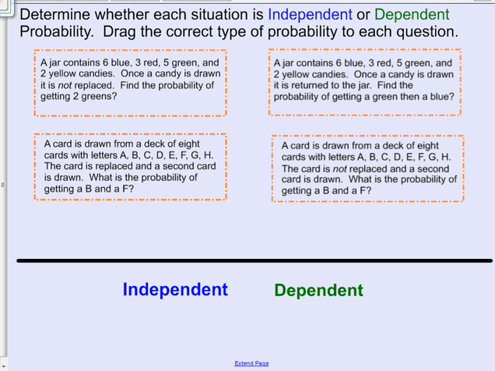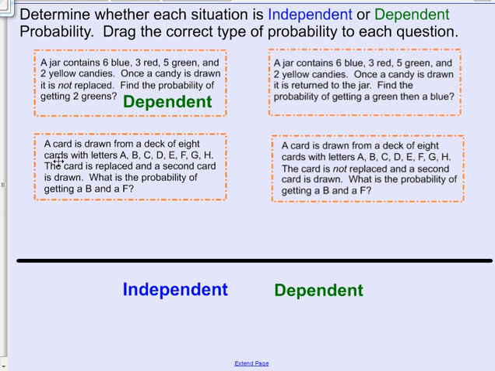Here are some great situations that you might see while working with these. I'm just going to go through and we're going to figure out which one's independent and which one's dependent. The first one says a jar contains 6 blue, 3 red, 5 green, and 2 yellow candies. Once a candy is drawn, it is not replaced. Find the probability of getting 2 greens. Now, there should be something very specific about this that you notice right away. It says not replaced. When something's not being replaced, it becomes dependent.